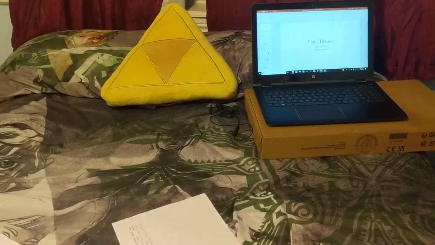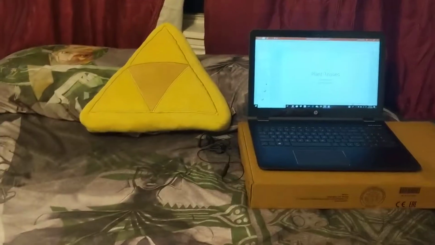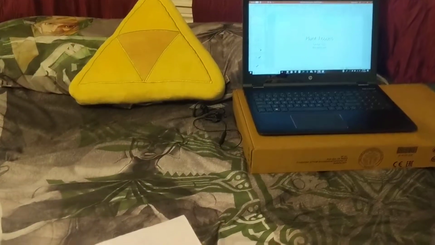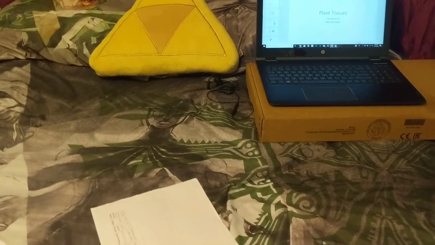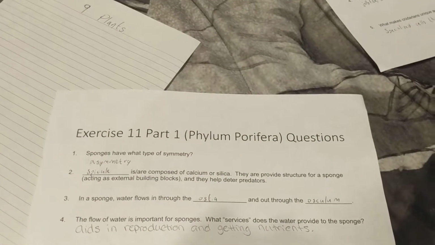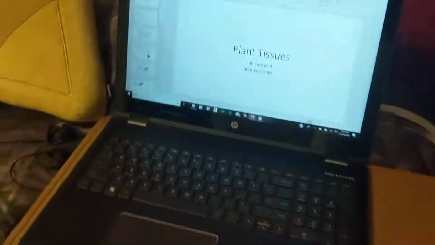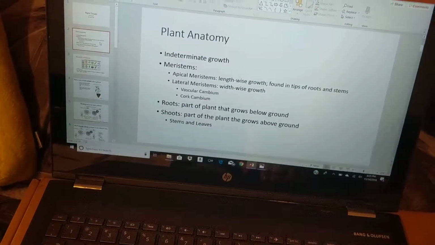Alright, I'm here to do a crash course on plant tissues and animal tissues. We're going to go into Porifera, which are sponges, and Cnidaria, which are jellyfish and hydra and things like that. First we're going to go over plant tissues. I'm going to use these lovely slides that my professor uploaded, and we're going to crash course through this.